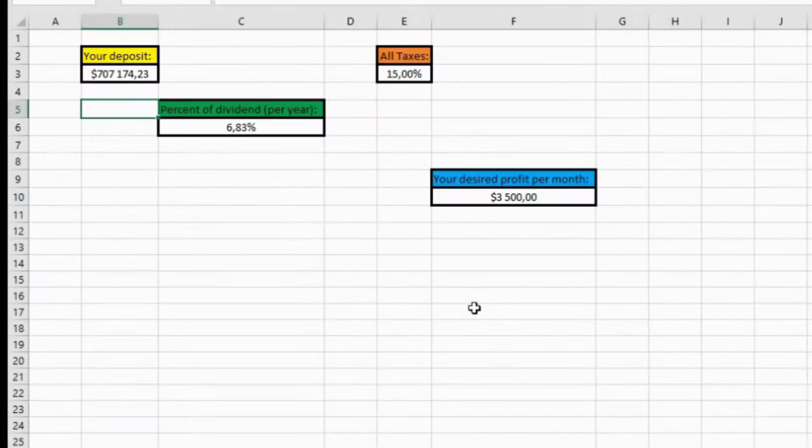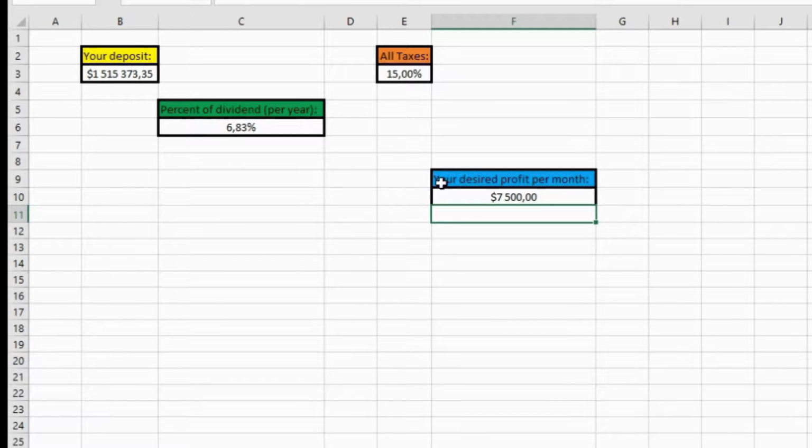Third person, now let's say that we are the person who has a wife who doesn't work and 4 children who are students. And we don't have our own house, so we have to pay rent. And we have, like before, dividend yield 6.83% and 15% taxes. It means that our expenses are very high. Let's say that we need every month profit $7,500. So yeah, here's the third result.